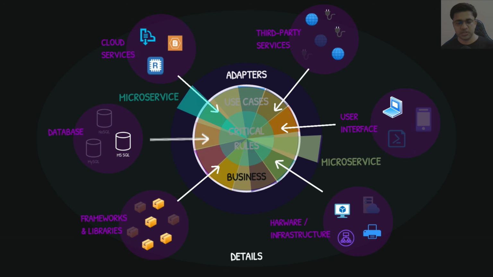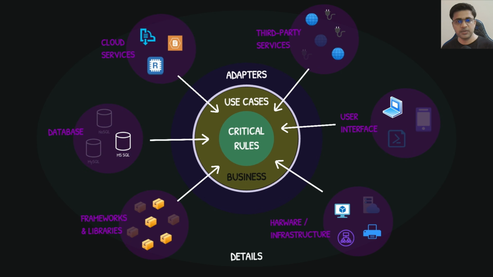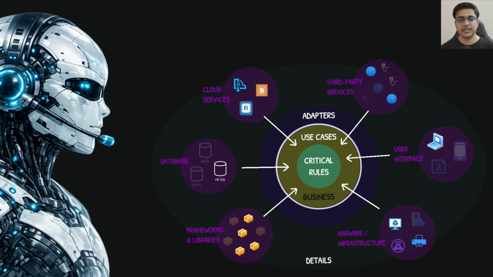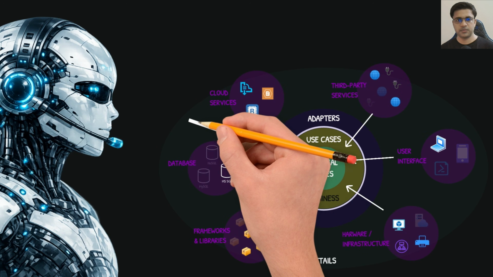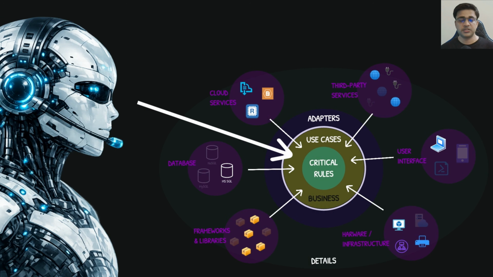With clean architecture, adding new capabilities in the system becomes remarkably easy. Next, I will show you how we can add an AI agent in our application. I'll show you how clean architecture makes it really simple to add an AI agent in the system.